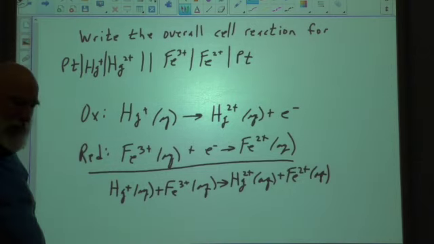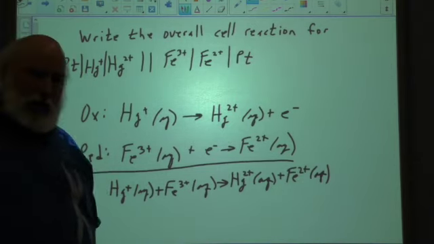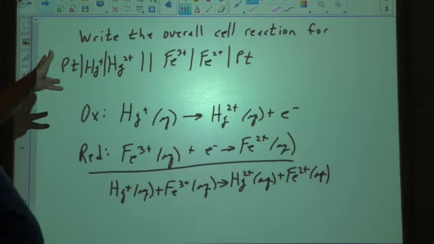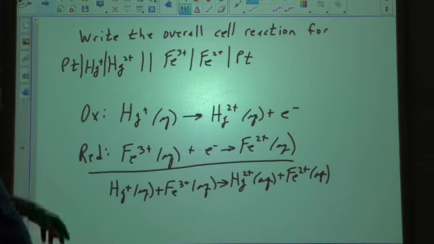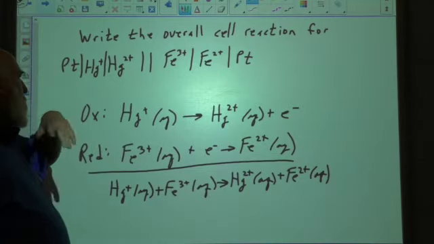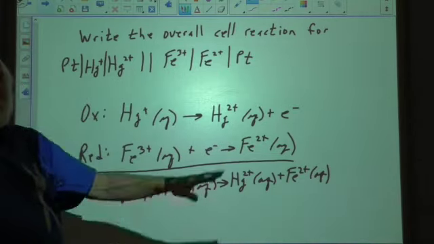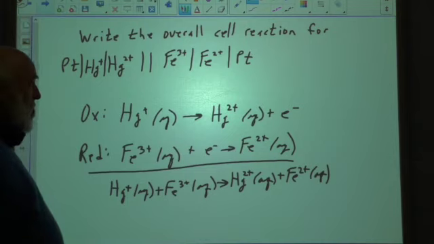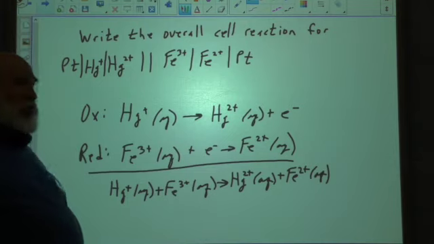What happens though if you don't have a metal in your reaction? This is an example of that. We want to write the overall cell reaction for this Voltaic cell notation. Sometimes you'll see a comma here or a comma here, or sometimes a line. But the point is, the beginning and ending points describe the metals that are being used as electrodes, as conductors of electricity, or receiving electricity and passing it on to the solution.